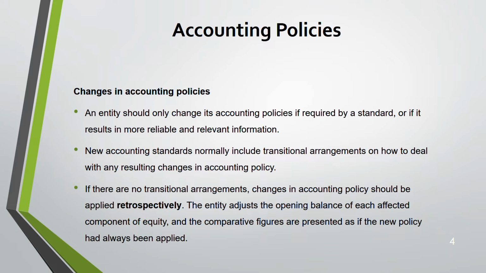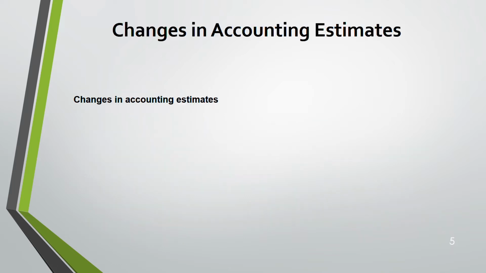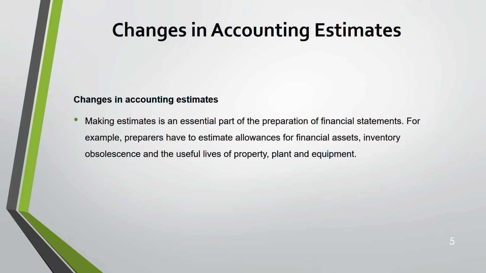So after accounting policy, if you have understood that, come to changes in accounting estimate. First, you have to know what accounting policies and accounting estimates are. Accounting policies are, for example, IAS 16 telling you to choose the cost or fair value model. Accounting estimates are, for example, depreciation methods. That is an accounting estimate.